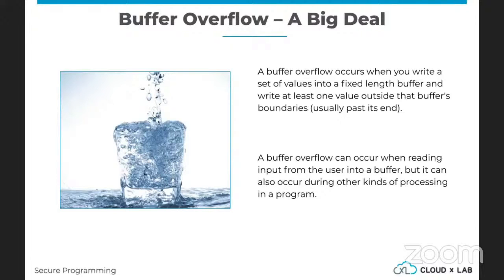So buffer overflow occurs when you write a set of values into a fixed length array, and write at least one value outside that buffer's boundary. So buffer overflow is essentially trying to write more data into a smaller allocated array. That was possible in the earlier programming languages, but newer programming languages such as Java and Python do not allow buffer overflow so easily. A buffer overflow can also occur while reading input from the user into a buffer, and so on.